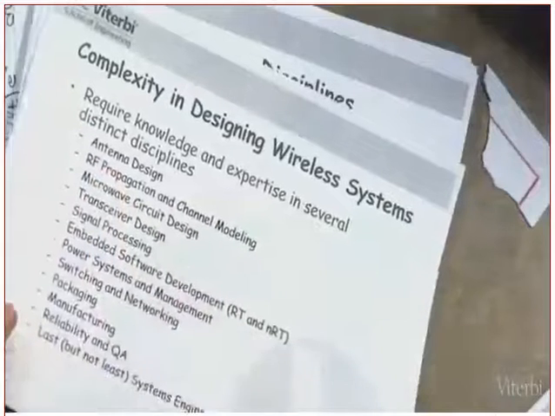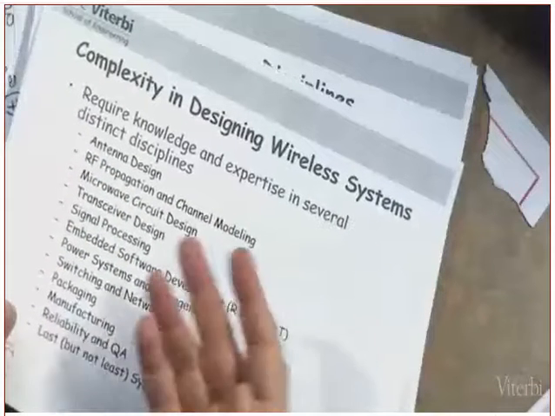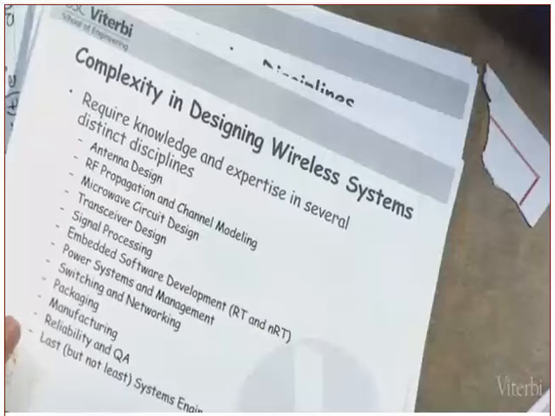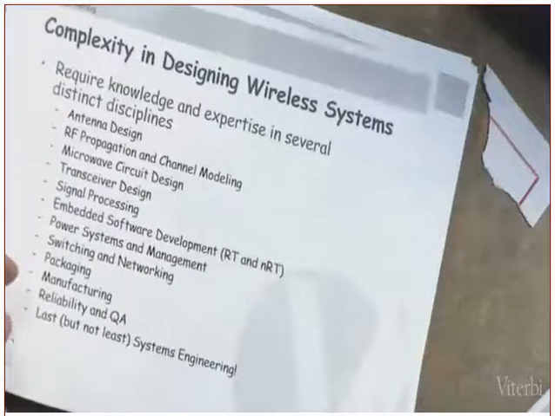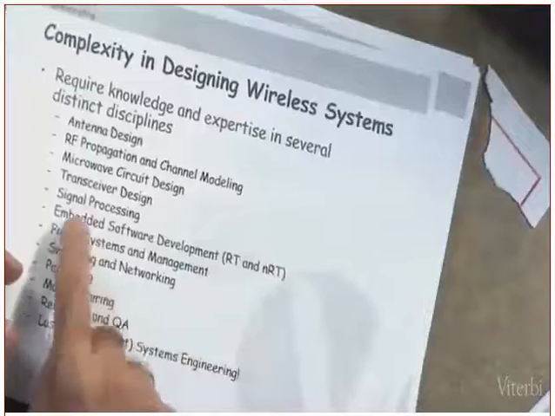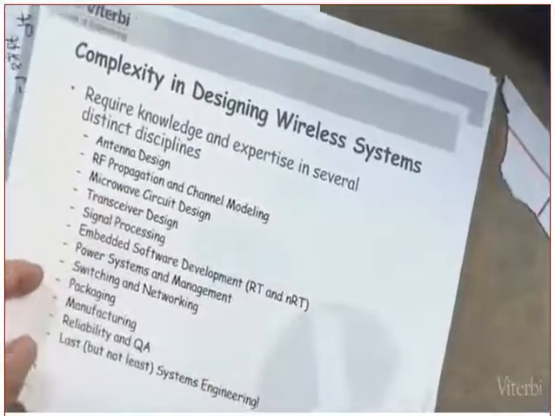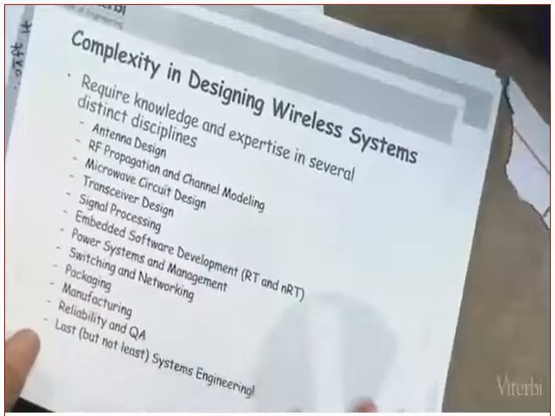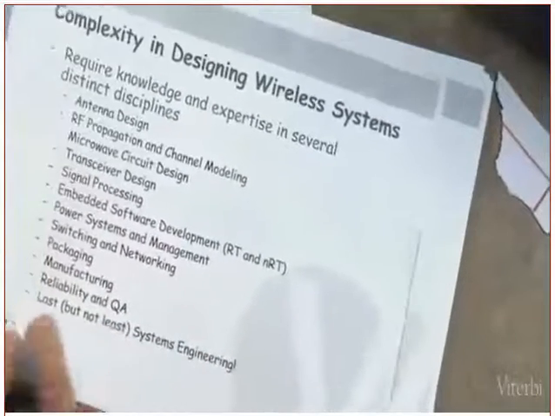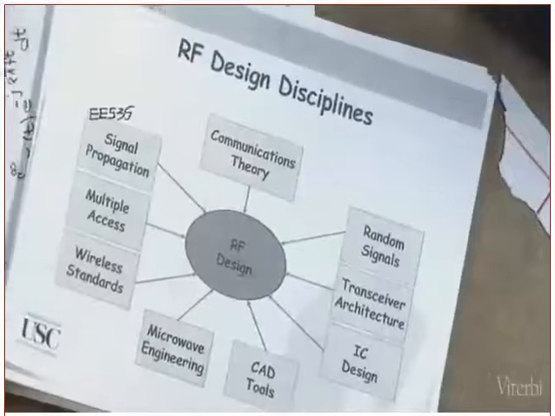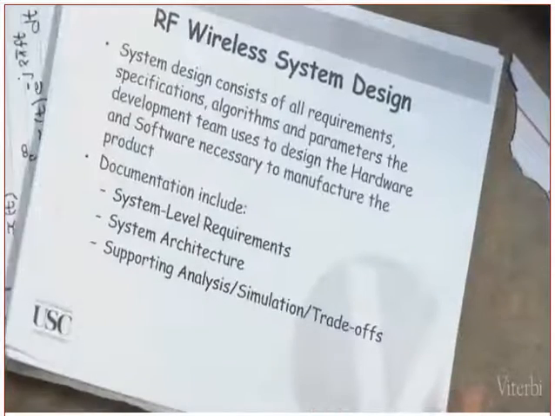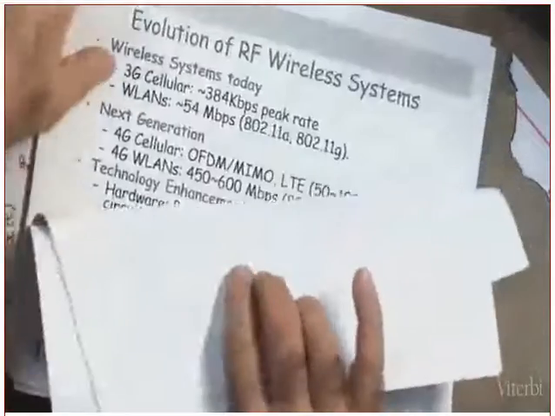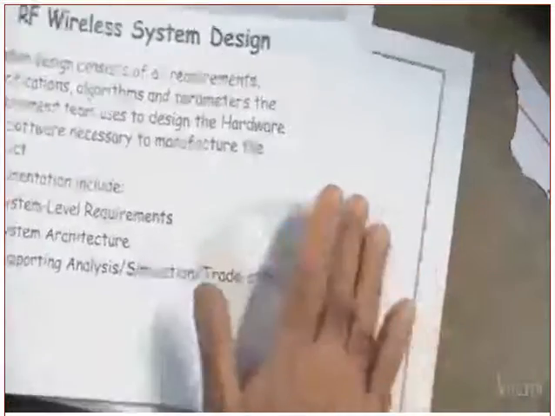Channel modeling, in this course, we will not talk about at all. This is EE. How many of you are taking 535? Okay, good, so this will augment the description. Microwave circuit design, where our interest is in transceiver design, signal processing, embedded software, packaging, switching, reliability, and last but not least, systems engineering. RF, as I told you last time, is one of the most complicated fields in engineering.